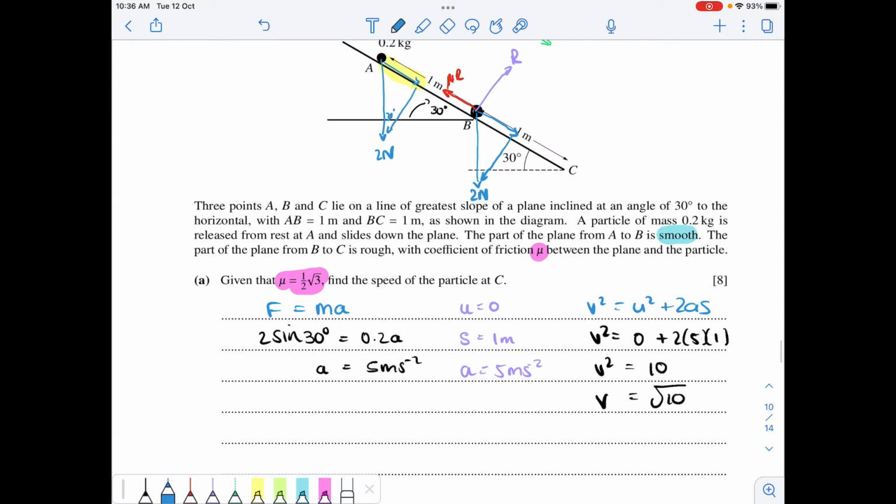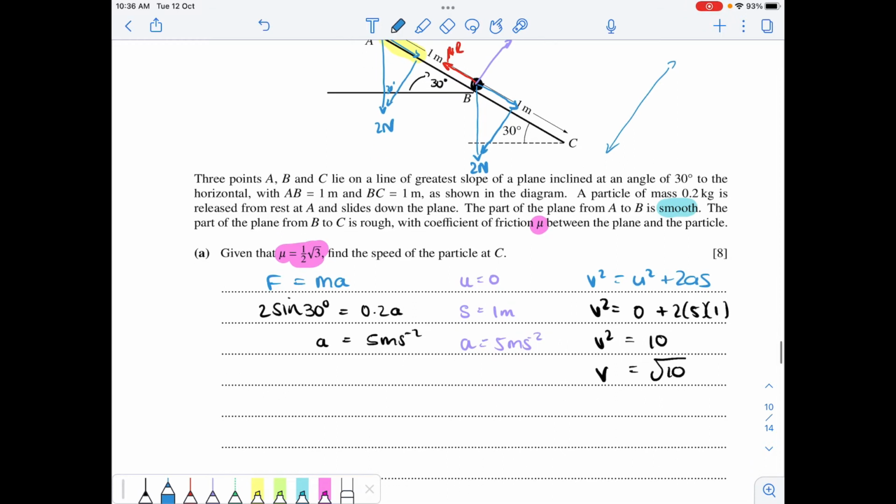Right, the first thing we'll do is we'll calculate the normal contact force. Now the normal contact force acts perpendicular to the direction of motion, and anything perpendicular to the direction of motion has no acceleration. So the forces in the perpendicular direction, so that are acting in this direction, they must be equal to each other or in equilibrium. So we can say that R, the normal contact force, must be equal to the perpendicular component of the weight force. Okay, and that is the adjacent side from 30 degrees, and that's going to give me 2 cos 30.